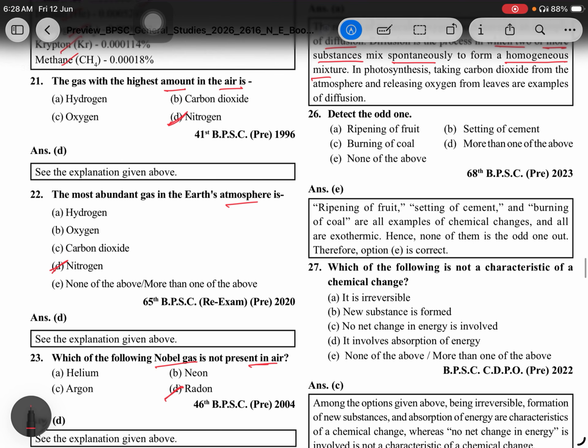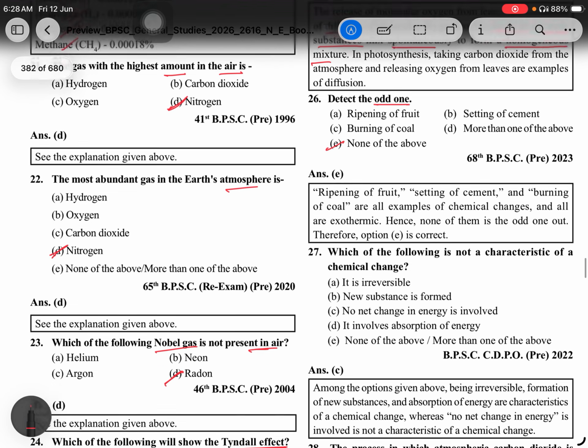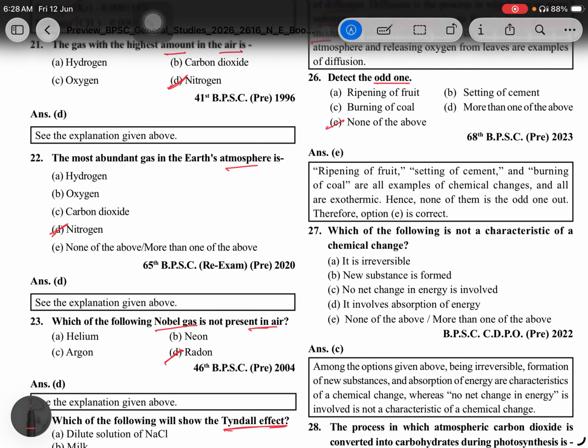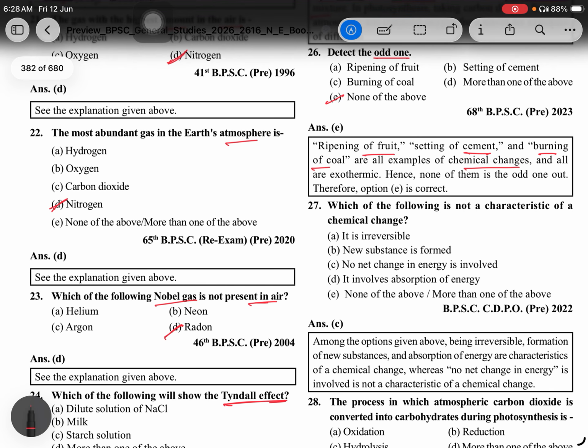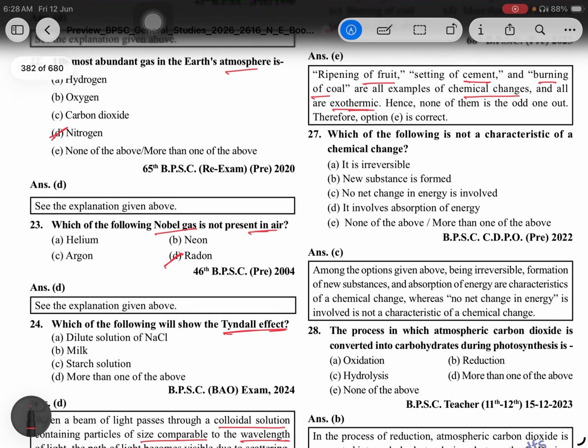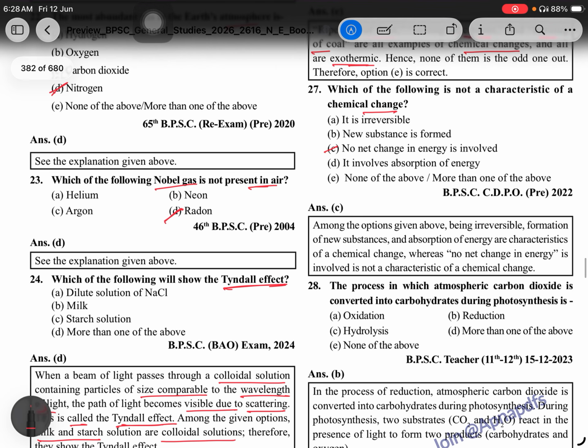Detect the odd one out. That is none of the above. Ripening of fruit, setting of cement, and burning of coal are examples of chemical change, and all are exothermic. Which of the following is not a characteristic of chemical changes? That is C. No change in energy is involved.